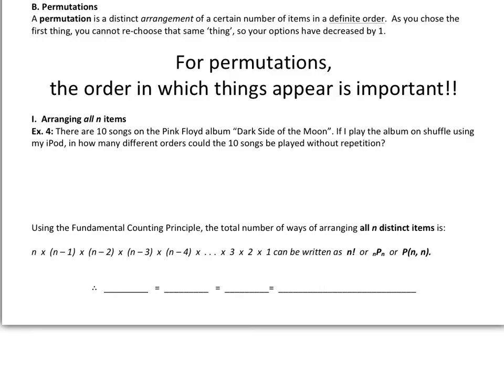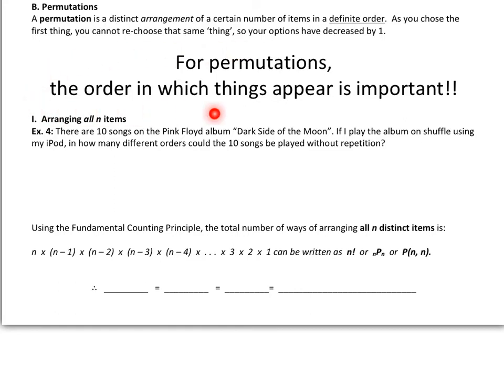Now we're going to move on to part B, permutations. A permutation is a distinct arrangement of a certain number of items in a definite order. As you choose your first thing, you cannot re-choose that same thing, so your options have to be decreased by 1, which is of course why factorial notation begins to make a lot of sense.